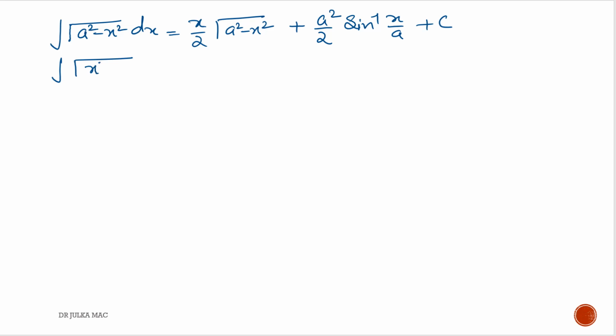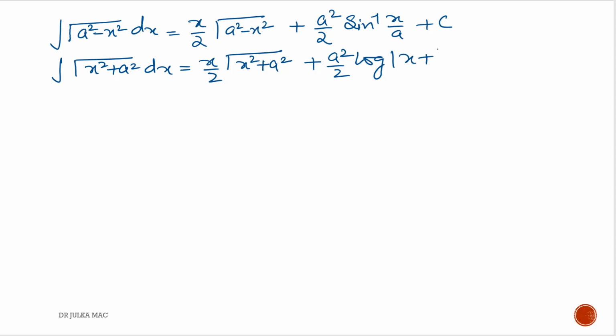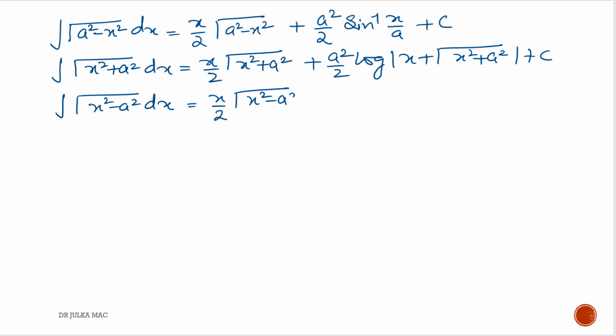Next, integration of the root of x square plus a square with respect to x is x upon 2 into the root of x square plus a square plus a square by 2 log mod x plus the root of x square plus a square plus c. And integration of the root of x square minus a square with respect to x is x upon 2 into the root of x square minus a square minus a square by 2 log mod x plus the root of x square minus a square plus c.